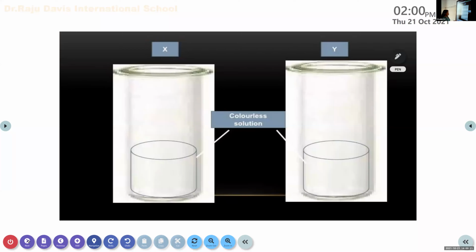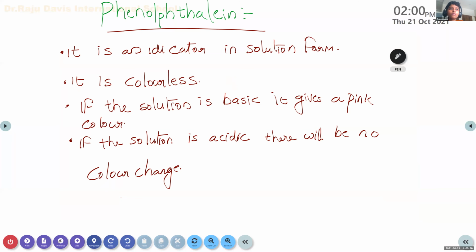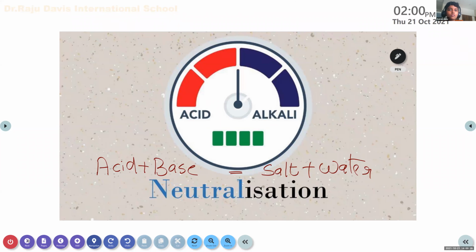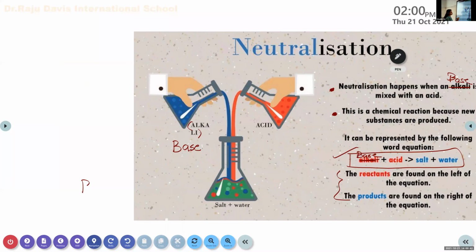Okay. So here in this case, we have already written. Can you share the slide? It can be represented by the following equation. Base plus acid gives salt plus water. So here we are writing an equation form. What is our equation? Base plus acid gives salt plus water, right?